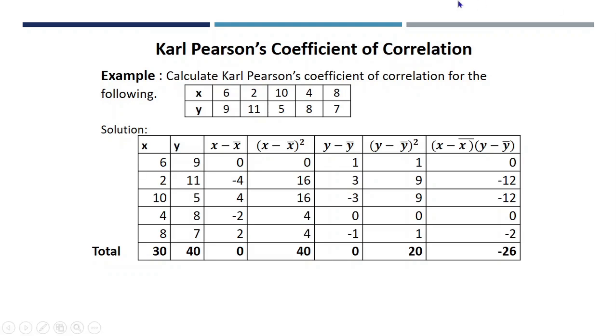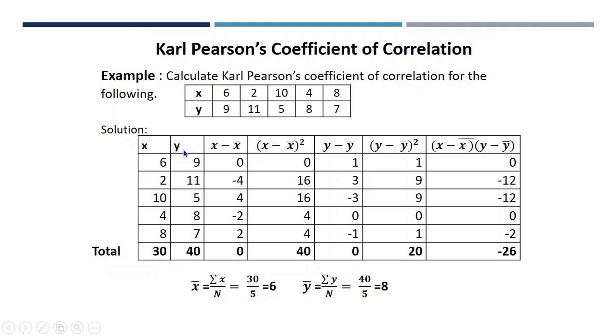First, the given x values, and the sum of all the x values is 30. These are the given y values and the sum of all y values is 40. Now calculate the mean x bar, mean of the variable x. So sigma x by n, which is 30 by 5, is 6, and y bar, sigma y by n, 40 by 5, is equal to 8.